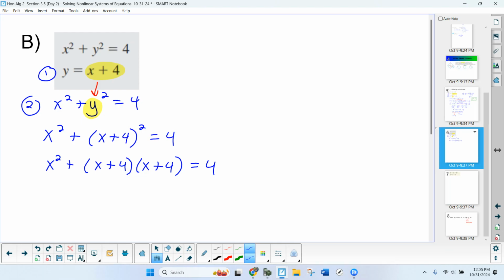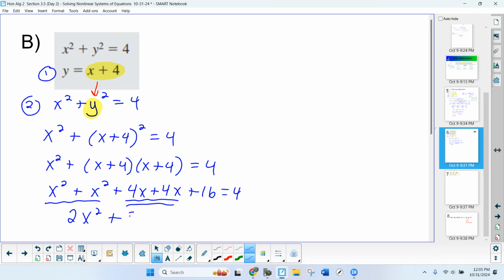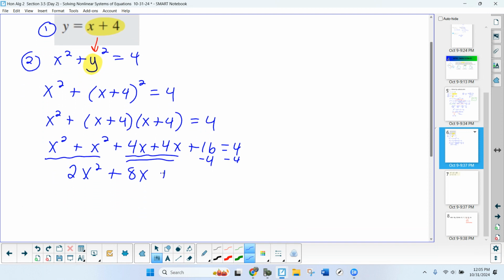Landon, what do you do when you FOIL that? What do you get? X squared plus 4x plus 4x plus 16. Okay, what do you get when you put these together? 2x squared. What do you get when you put these together? 8x. Okay, bring the 4 over. What do you get? Plus 12 equals 0.